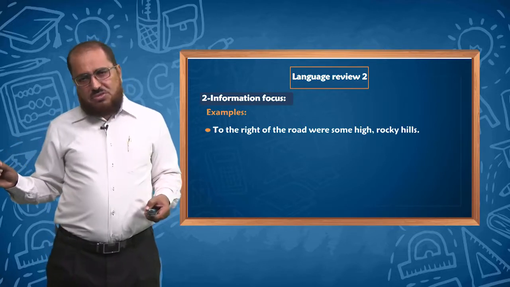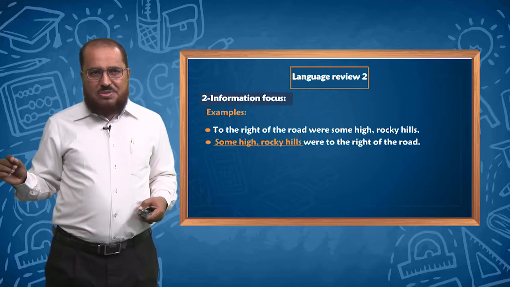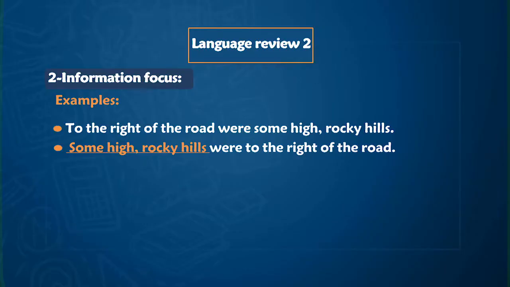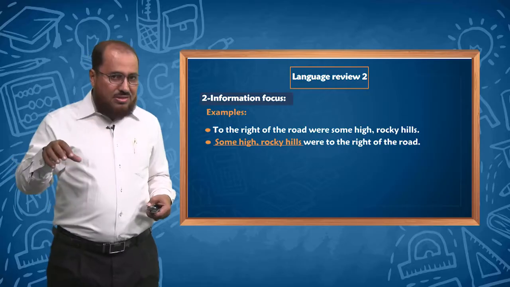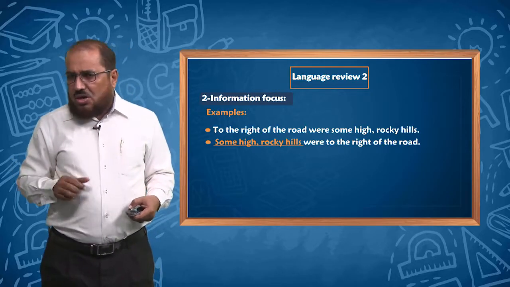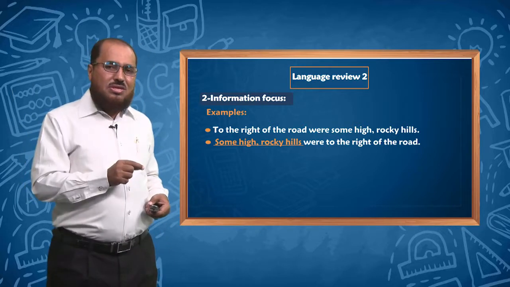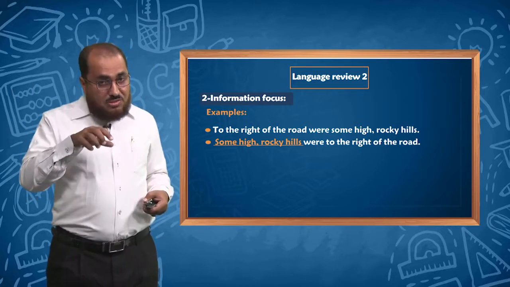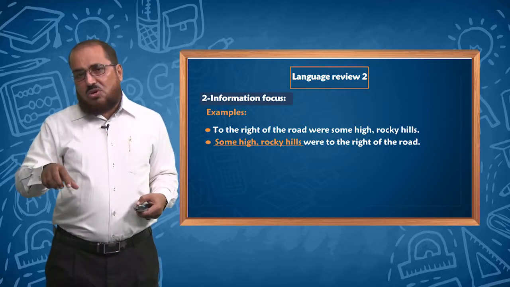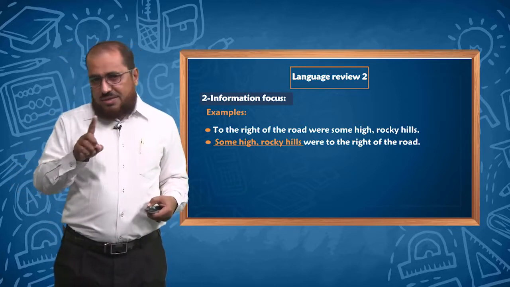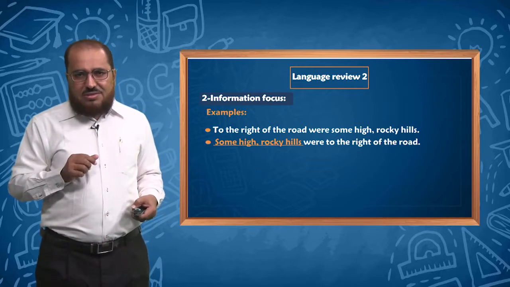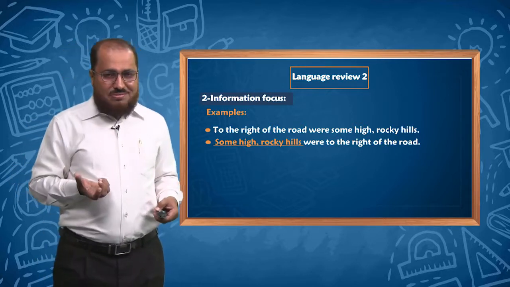Can we change the focus? Yes, you can. It will be: some high rocky hills were to the right of the road. Here in the second sentence, we focus on the hills, rocky hills, not sandy hills, or not trees. They are rocky hills. So we started to confirm that what was to the right of the road were hills, not any other thing else. Okay? This is called information focus.